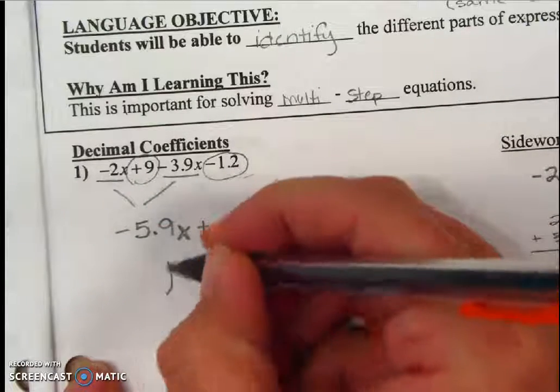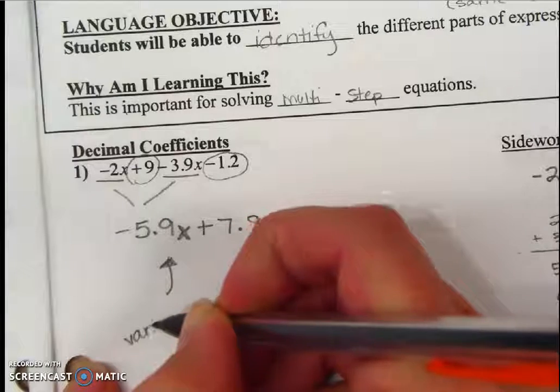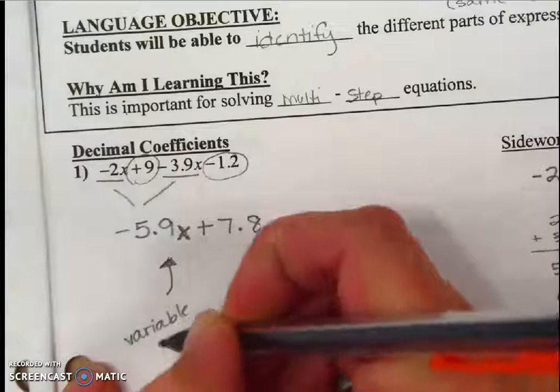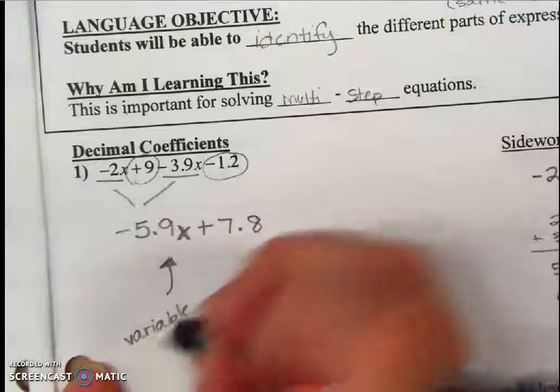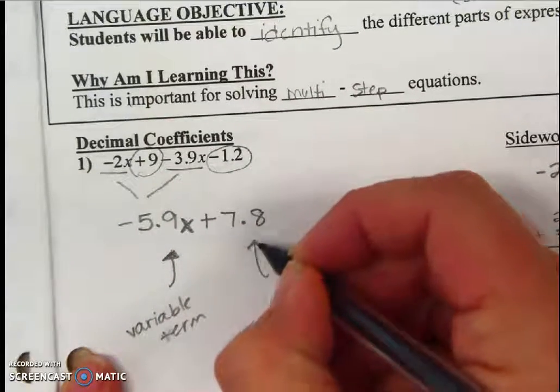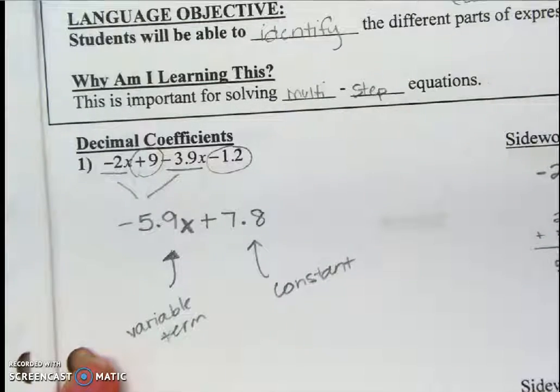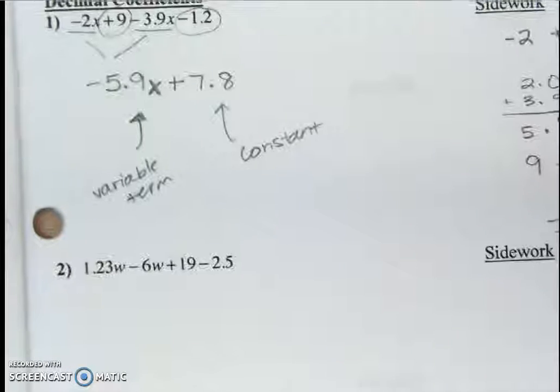So if you want to write that in so that you don't forget, because I know there's a couple questions that'll say that on My Open Math. This one's the variable term because it has a letter. And this one is the constant because it is just a number. Nothing's going to change that. It's constant. All right, let's look at this one.